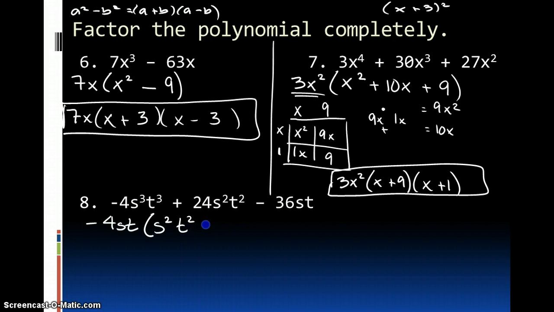Not plus, just kidding. Minus, because 24 divided by negative 4 is negative 6. I had 2 and 2, so this is just going to be st. Plus, because negative 36 divided by negative 4 is a positive 9, and my st's are gone. So for this one, it is a perfect square trinomial. So it's negative 4 st times st minus 3 squared. And I'll show you I'm using this rule.